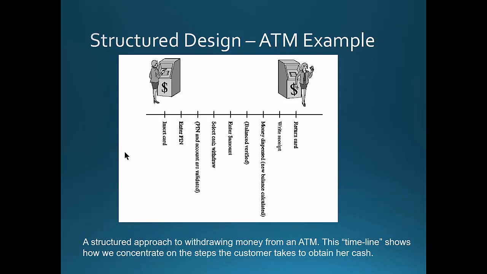Here's a structured example, an ATM, and you can see here this is basically describing step by step what a typical ATM interaction is like. You insert your card, you enter your PIN, the machine validates your PIN and account. You select the cash to withdraw, you enter the amount, the balance is verified, money is dispensed, a new balance is calculated, a receipt is received, and you return the card. So that's a structured approach, and it's basically a step-by-step approach. Perfectly good way to solve the problem.